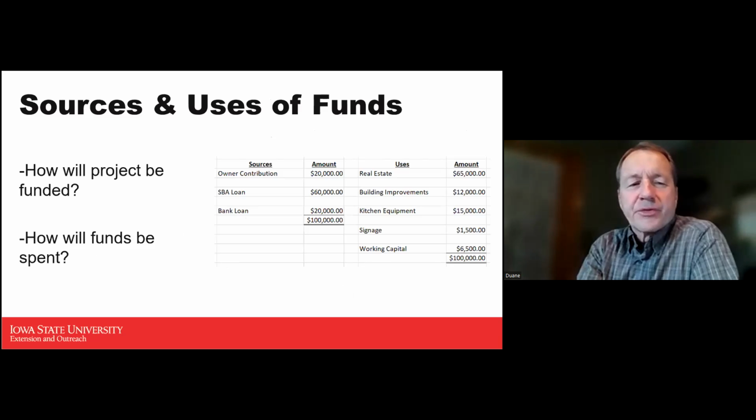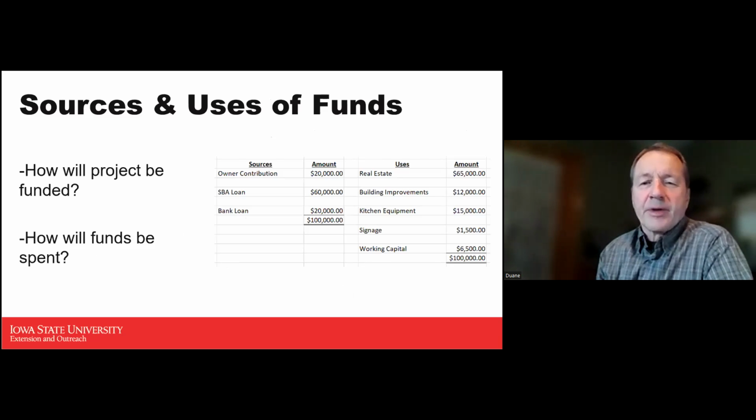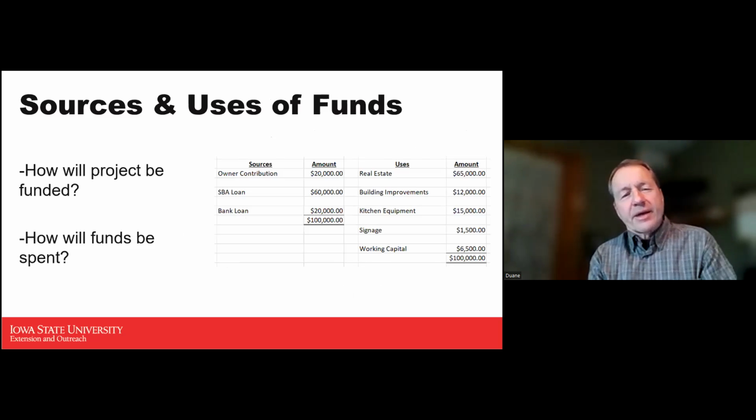Then the sources and uses of funds. The bank really likes to see this. Again, it's another one of those things that just kind of shows that we have really thought through what we're doing. We know where the money is going to come from. We know what we're going to use it on, and kind of how we came to ask for what we're asking the bank for. In this really simple example in front of me here, we're asking for $80,000.